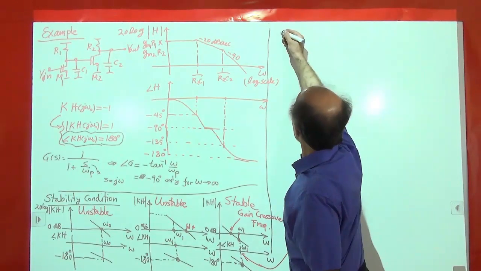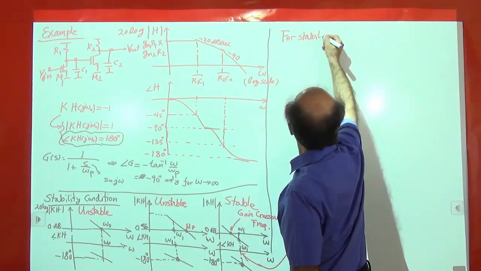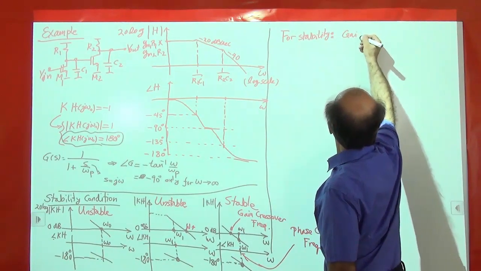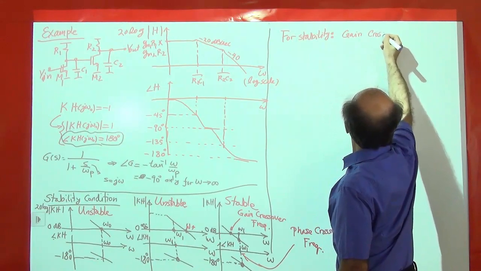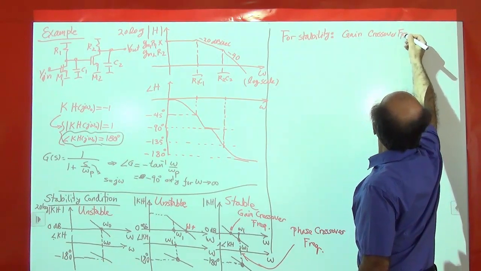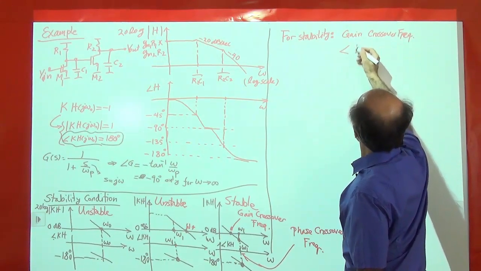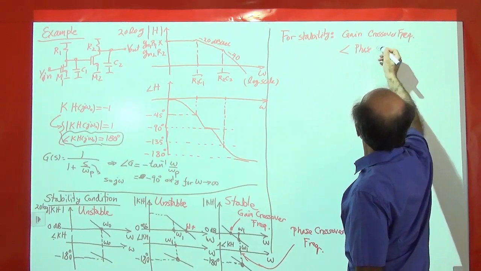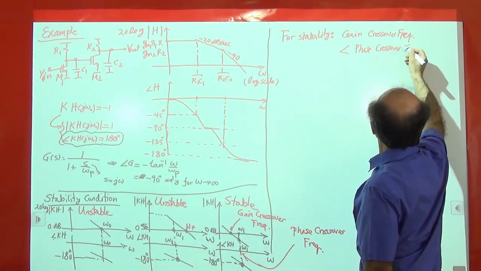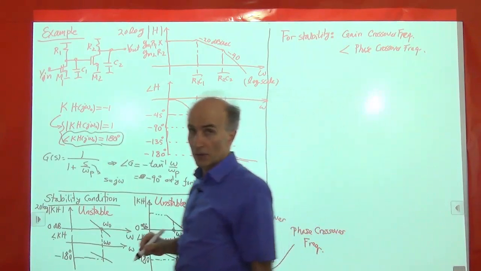So, for stability, what we need to guarantee is that the gain crossover frequency is less than the phase crossover frequency. Okay, so that's the condition.